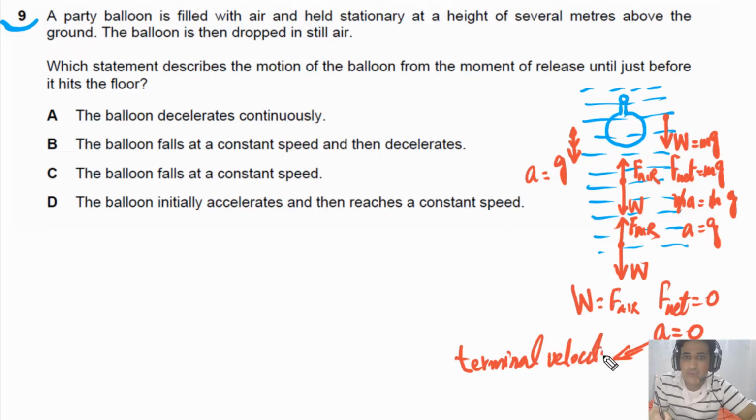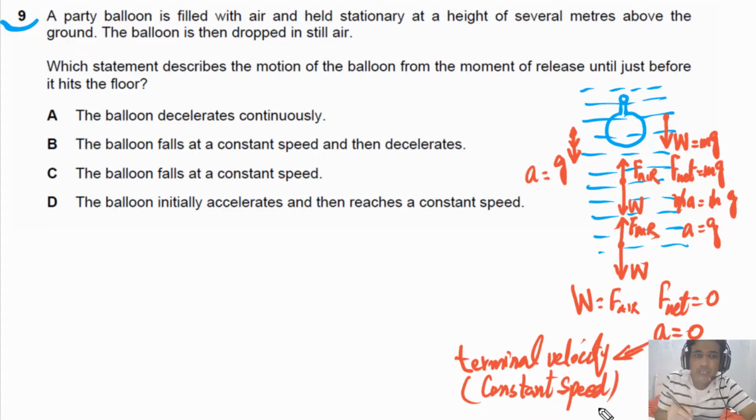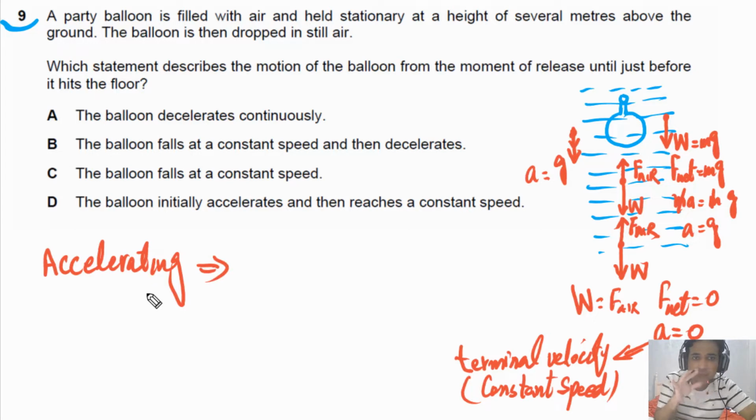Or simply you can say the balloon has reached maximum constant speed. So we can say constant speed. Now if you look at the motion of this balloon, initially the balloon is accelerating, but the acceleration is decreasing with time, and finally the acceleration is equal to 0.